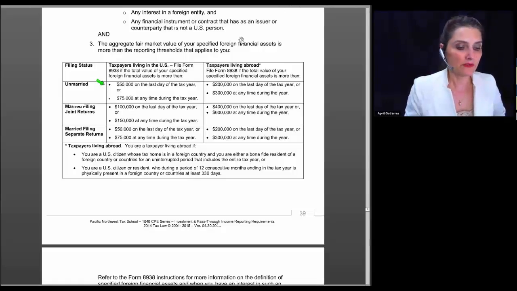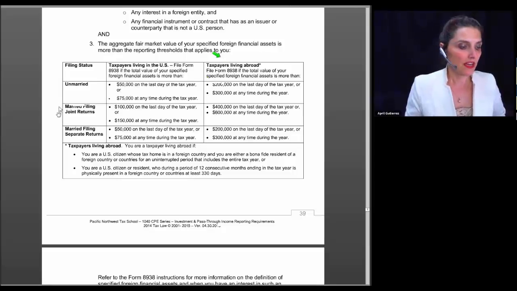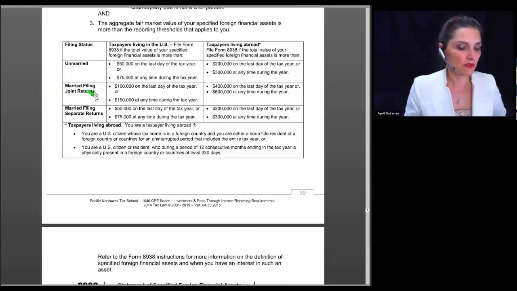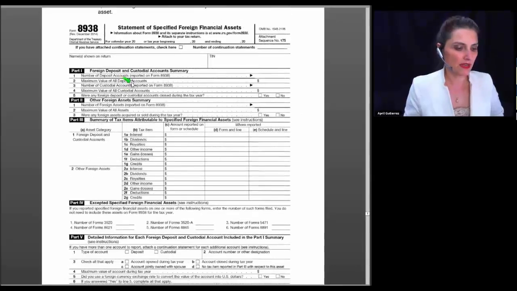Now, if you live in a foreign country, however, the filing thresholds quadruple. So if you live in a foreign nation and you own a corporation valued at $100,000, you wouldn't need to file Form 8938 with your American return because it's less than the filing threshold for a person living abroad. Now, the filing thresholds for married persons are essentially twice that of single persons, and married filing separate is the same as single. Here is Form 8938.